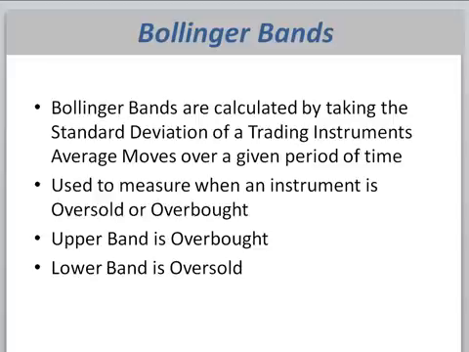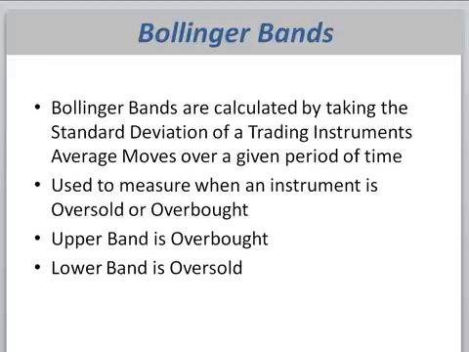Okay, so what are Bollinger Bands? You just started trading, and now we're throwing out terms like Bollinger Bands. Very quickly, I'll say the definition, but really until we see a couple of charts, it won't make sense if you have no idea what I'm talking about. So let's go quickly with the definition. Bollinger Bands are calculated by taking the standard deviation of a trading instrument and the average moves over a given period of time.